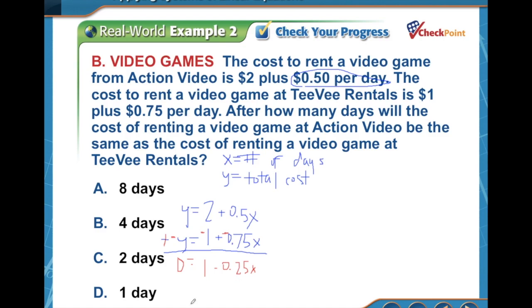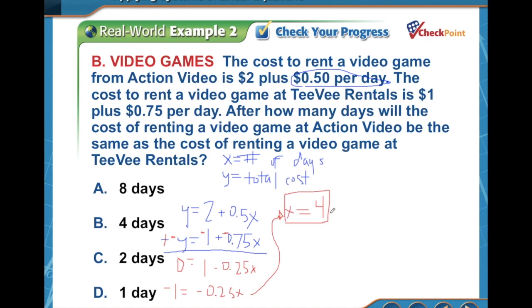Great. Once we're at this step, we can subtract 1 from both sides. And now negative 1 equals negative 0.25x. Now from here, you can divide both sides by negative 0.25, and we're going to bring this up here. x would be equal to a positive 4. So x is 4.